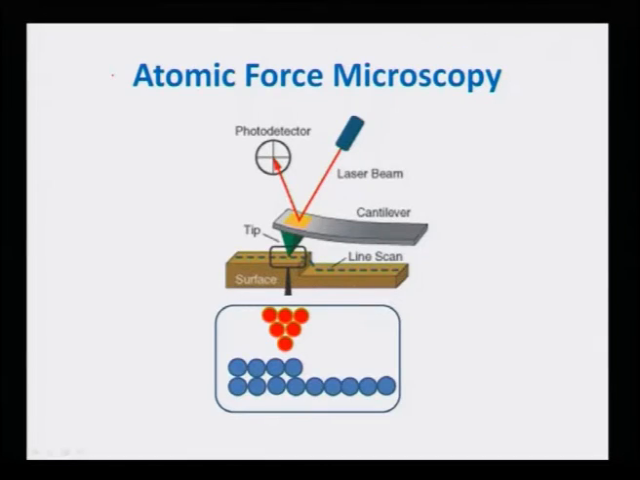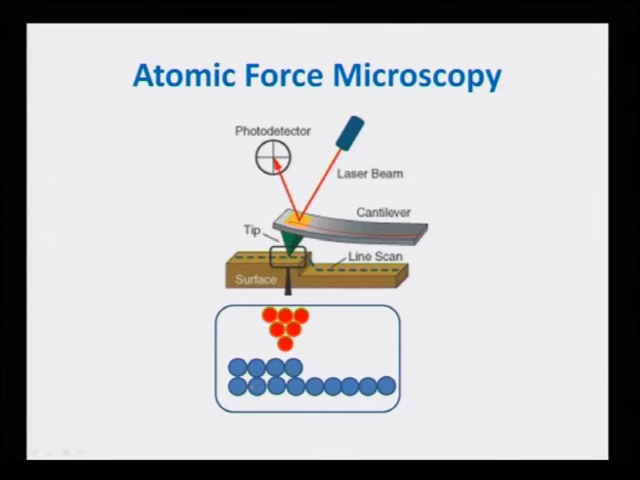force microscopy. And this is again based on a principle that if we have a very fine tip attached to a cantilever beam, whenever this tip is brought close to the sample surface, there will be atomic force acting on the tip because of the atoms present in the sample surface. Depending on the distance between the tip and the sample surface, there can be repulsive or attractive forces, which I will explain. So depending on these forces, the tip can go down or go up.